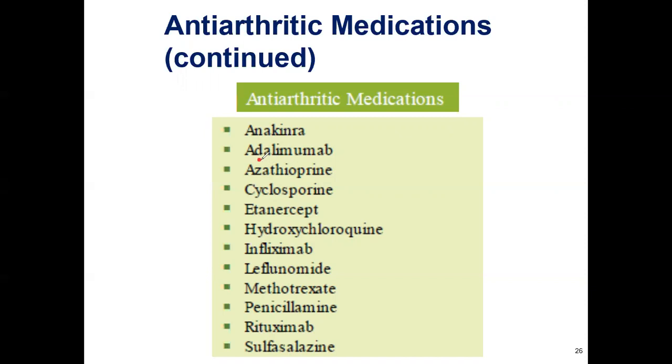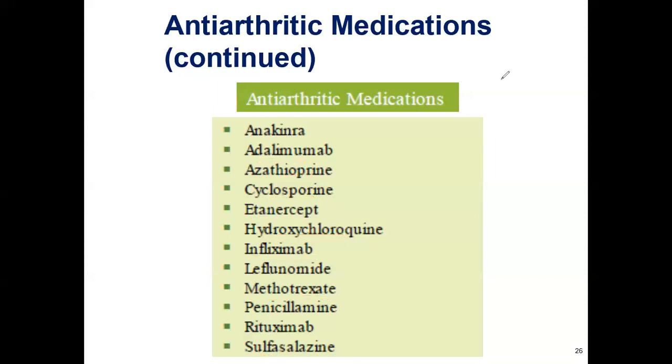So I said adalimumab, azathioprine, cyclosporine, etanercept, hydroxychloroquine, infliximab, methotrexate, or rituximab, most commonly used. And we also use sulfasalazine.